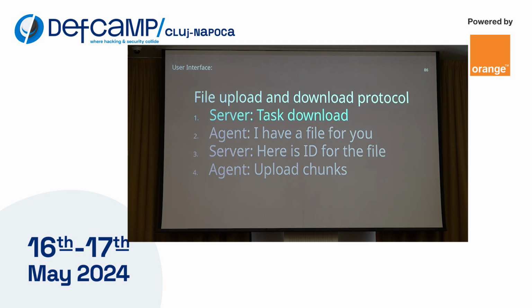The first thing that happens, you type download and the file name, like some text.txt, and then the agent comes to the server and says, okay, I have a task. I need to check if I can read the file and if I can grab it. If everything is okay, it returns to the server and says, I have a file for you. Please give me the ID for the file. The server gives the unique ID for the file, and after that, the agent pushes it to the server as separate chunks.